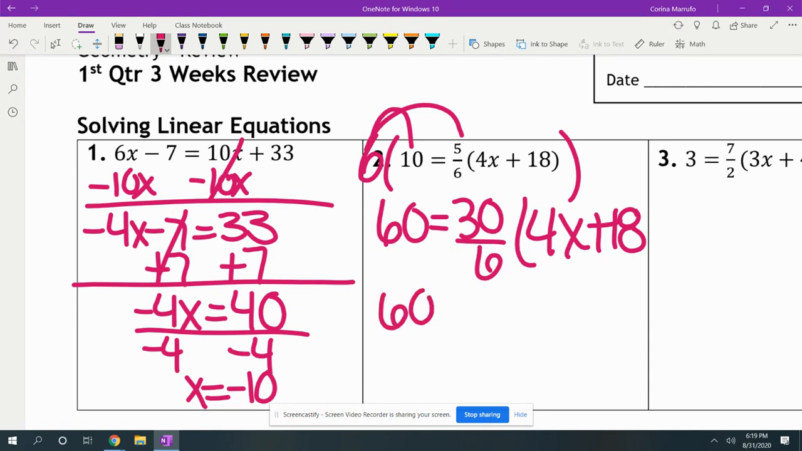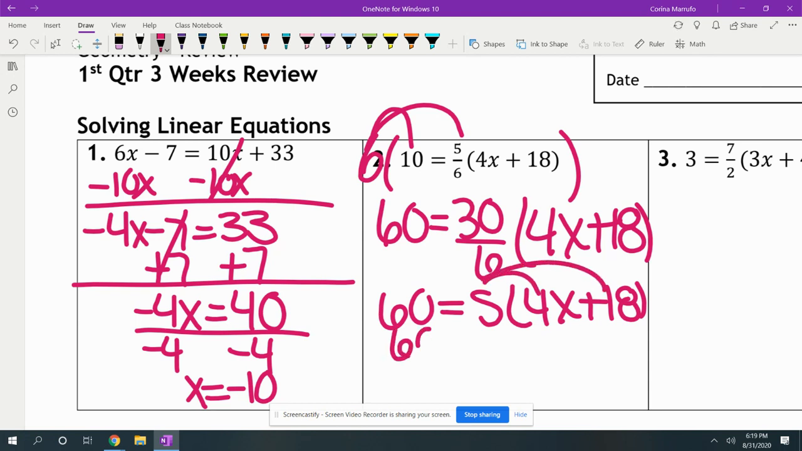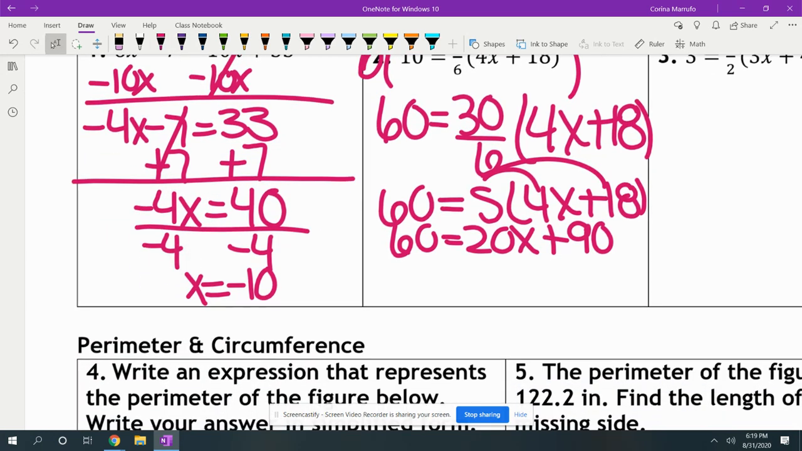Okay, so here we have 60 equals 30 divided by 6 is 5. And we have 4x plus 18. And we are going to distribute this 5 to each one. So we have 60 equals 20x plus 18 times 5 is 90. Okay, next we are going to move the 90 to the other side by subtracting 90.